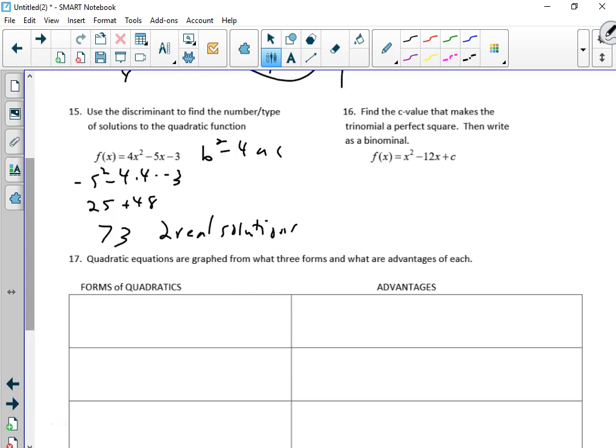All right, this number 16 is just a cheat we did before. There's my binomial squared. Remember, you just take half that middle number. Boom. That's my binomial squared right there. And c is equal to negative 6 squared, 36.